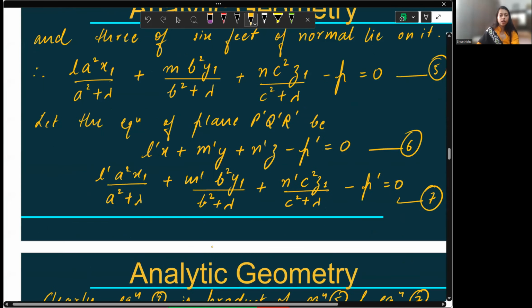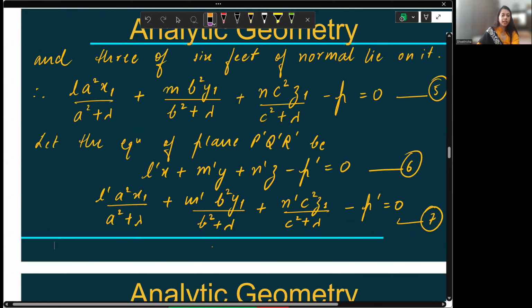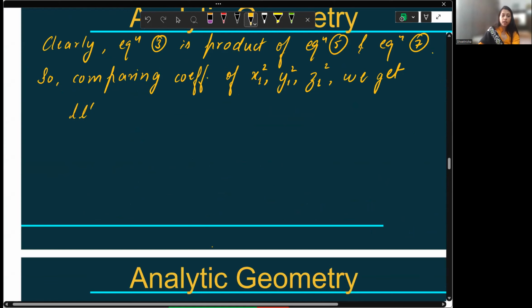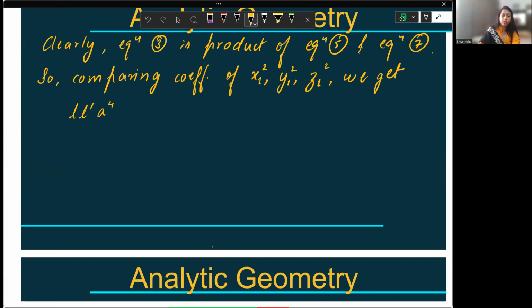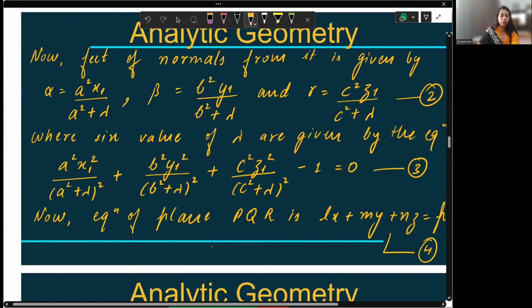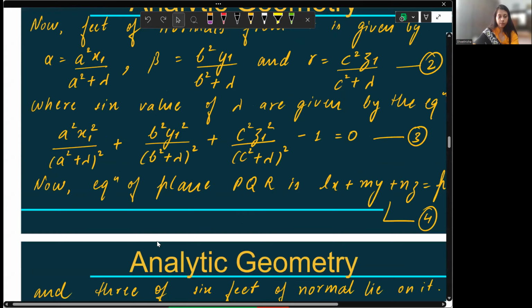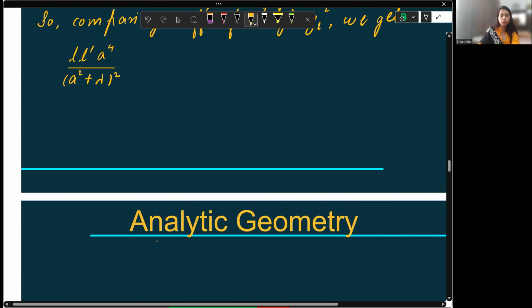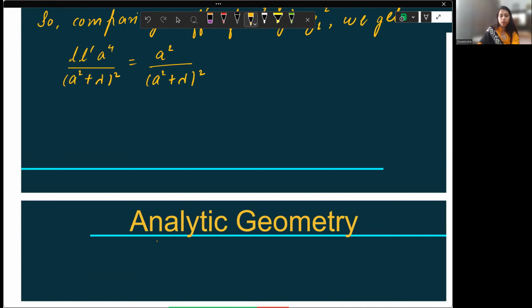So what is the coefficient of x1 square if I multiply these two terms? I am getting L dash a raised to power 4 divided by a square plus lambda whole square, right? And over there in equation number 3, the coefficient of x1 square is a square divided by a square plus lambda whole square. This 2 gets cancelled.